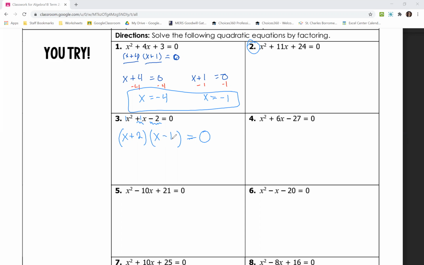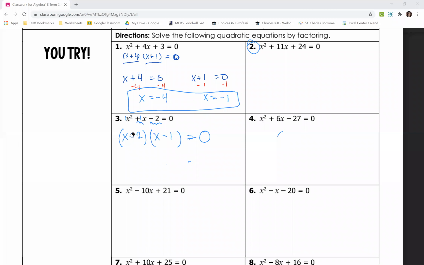Okay, if you need a little help with it, write your list off to the side with all the pairs that satisfy that -2 multiplying to -2, and then see which one adds to +1. Okay, left-hand side is factored. Now it's time to set each piece equal to 0. So I'm creating two brand new equations.